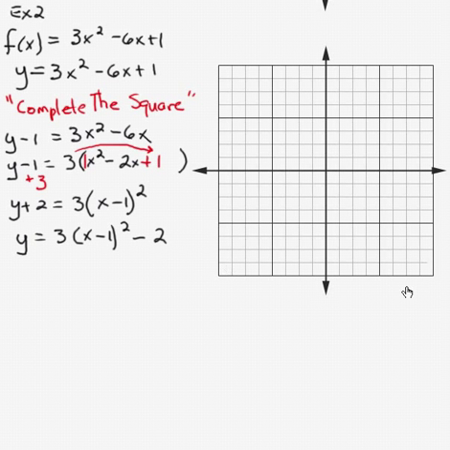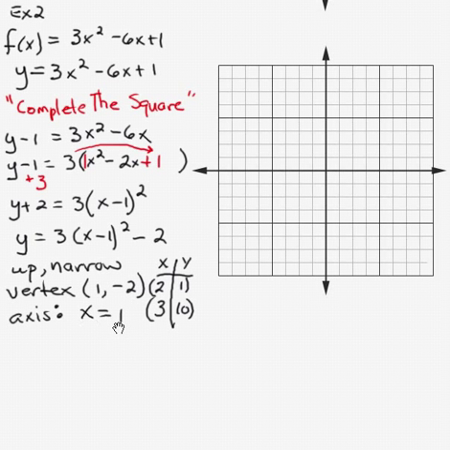So let's fill in some more information. That's positive, so it opens up. The absolute value is larger than 1, so it's narrower than usual. My vertex is positive 1, negative 2. My axis of symmetry is x equals 1.